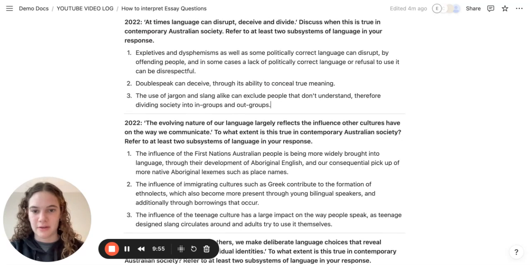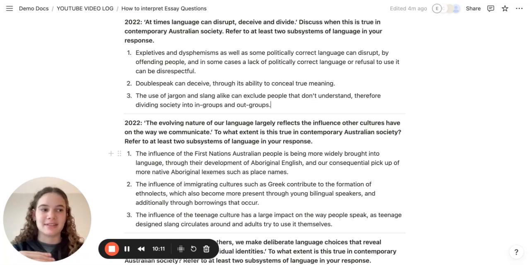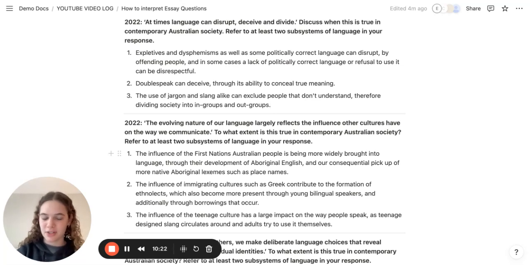So the paragraphs I picked. The influence of First Nations Australian people is more widely brought into language. So they have developed Australian English, and sometimes, therefore, that can influence how we use language as well. So we're starting to say things like "nam." We start saying, I don't know, it's not necessarily, but we start using more Aboriginal English because we hear Aboriginal English around us. So that's the influence of the Aboriginal culture on our language.